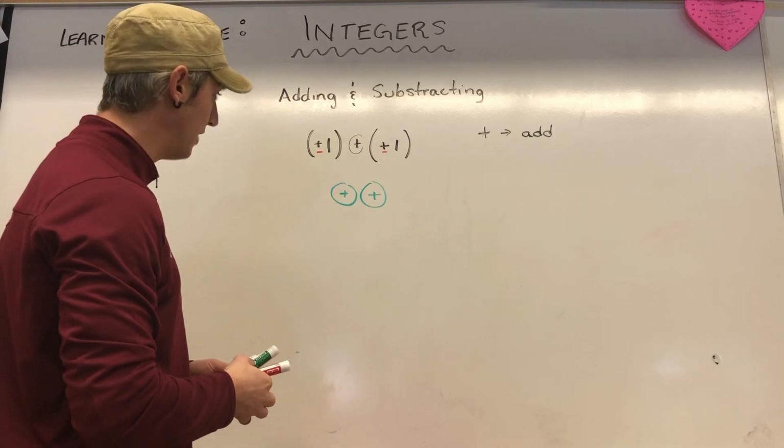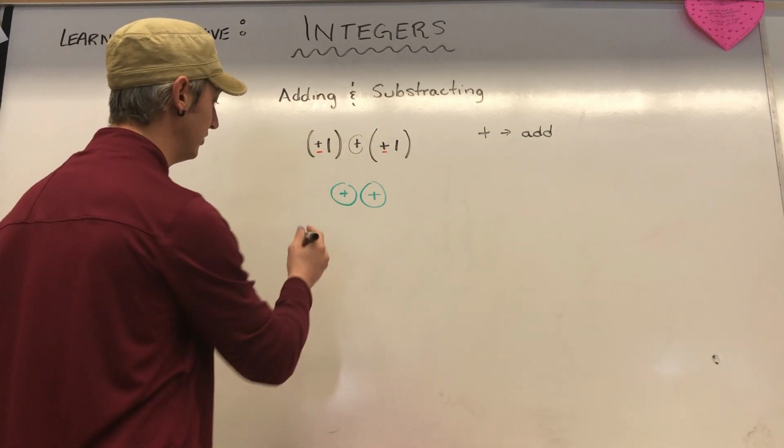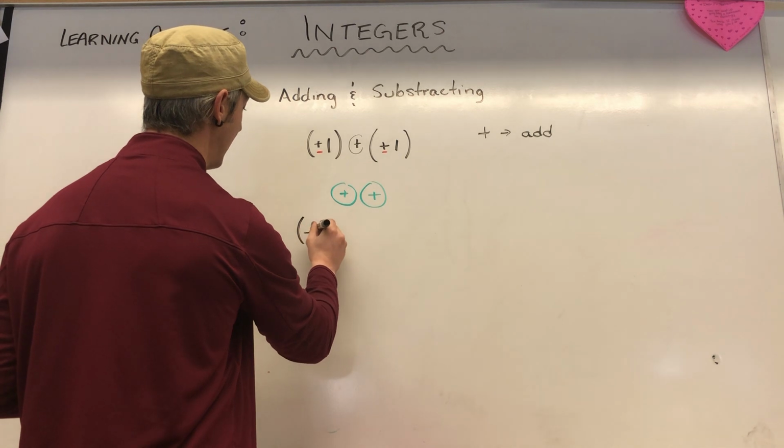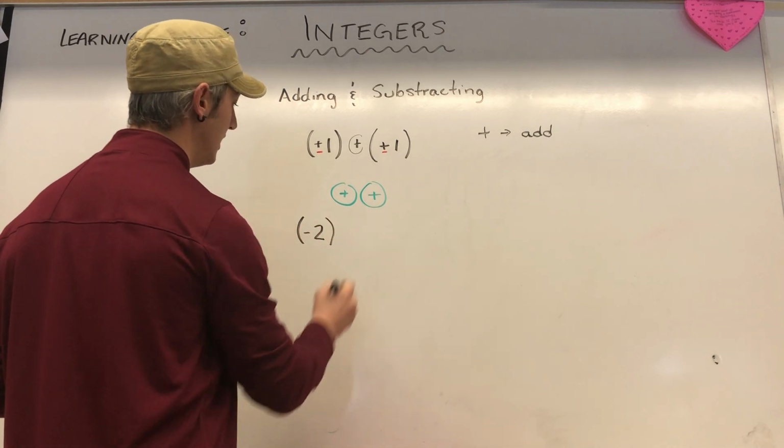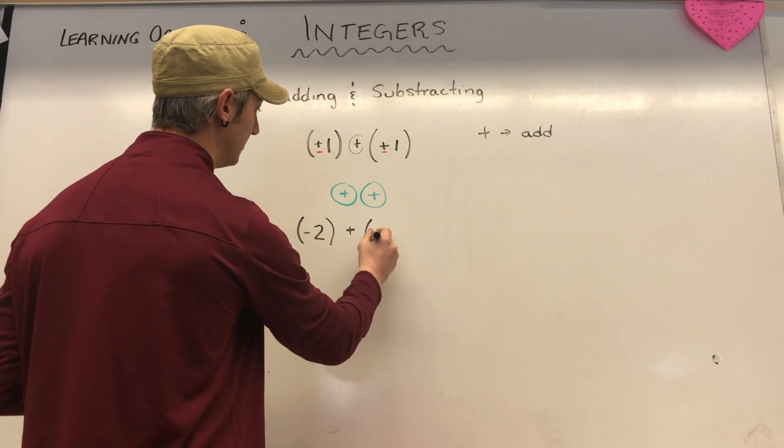Now what happens if I do that with two negative integers? What if I say I have negative 2 and I add negative 1?